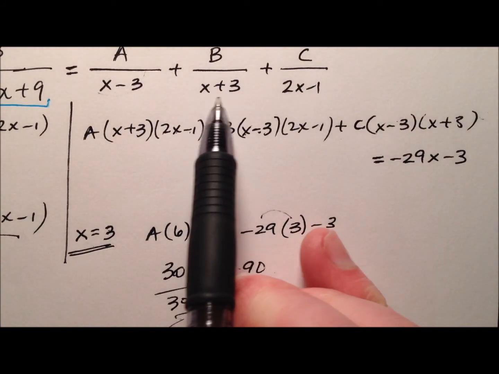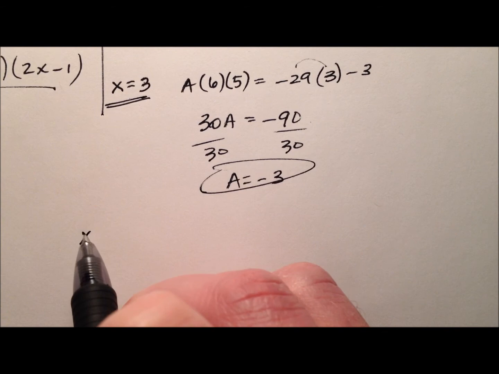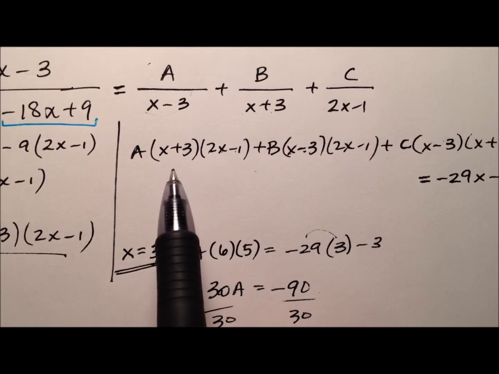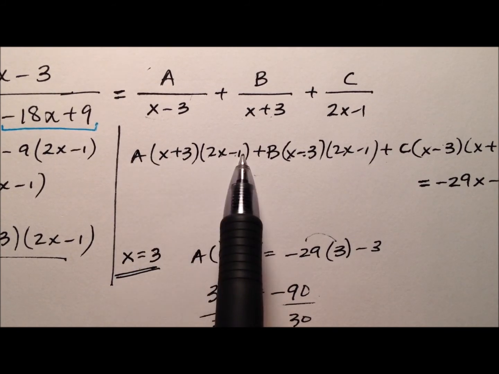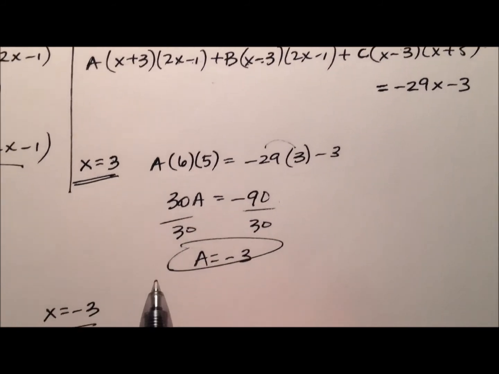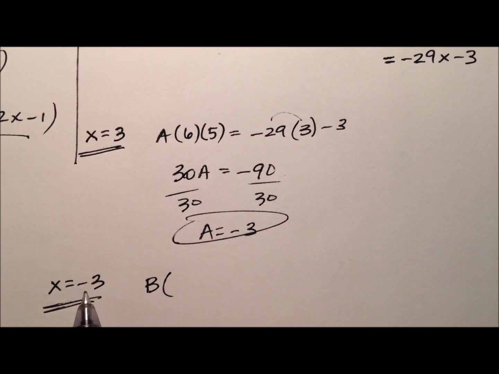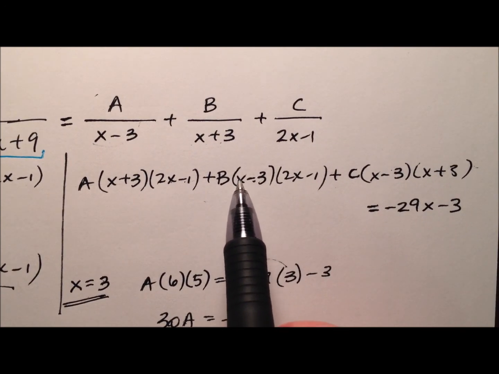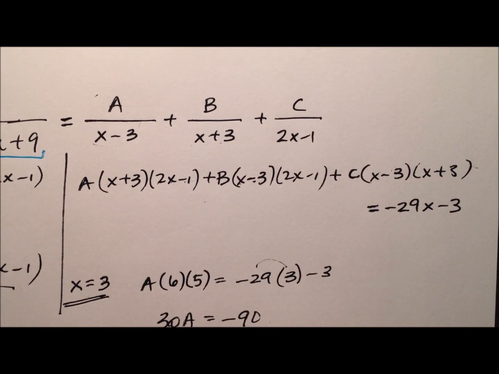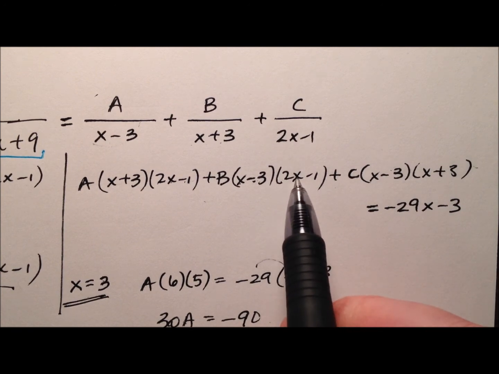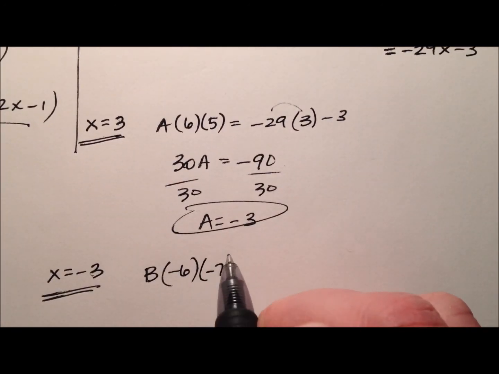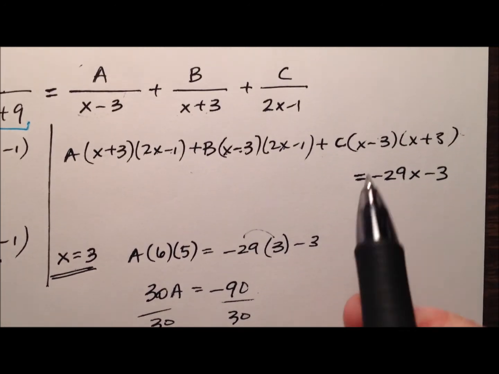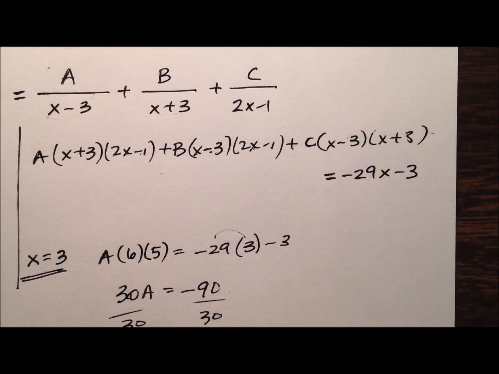So let's go ahead and get rid of the next one. So x plus 3. So let's use negative 3 for x. Okay? So when I do negative 3, the first one goes away. The a goes away. But I still have the b. And it's going to be b times, okay, so negative 3 is my x. So follow me here. If negative 3 is my x, it's going to be negative 3 minus 3 is negative 6. And then 2 times negative 3, which is negative 6 minus 1, is negative 7, okay, which would be 42b ultimately. And then when I do negative 3 here, the c will also cancel.